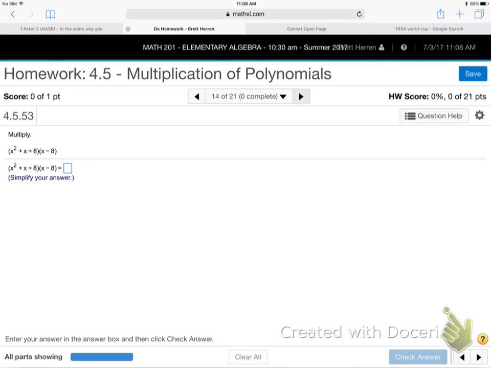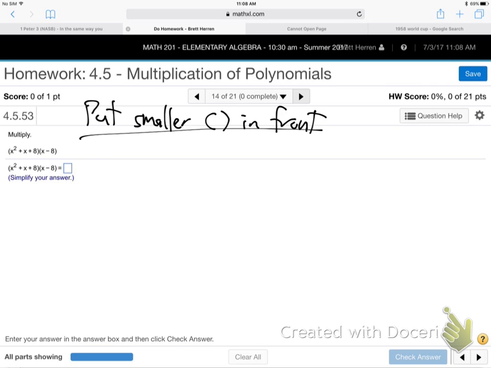Make it ugly, unfortunately, at this point. So now I'm going to put the smaller one in the front. I think it's easier. Put the smaller parenthesis in the front. You don't have to, but I think it's easier. So x minus 8 in the front and x squared plus x plus 8 in the back. Put the little one in the front, the big one at the back. So we're multiplying the little parenthesis times the big.